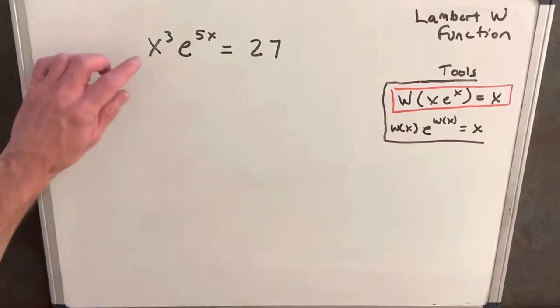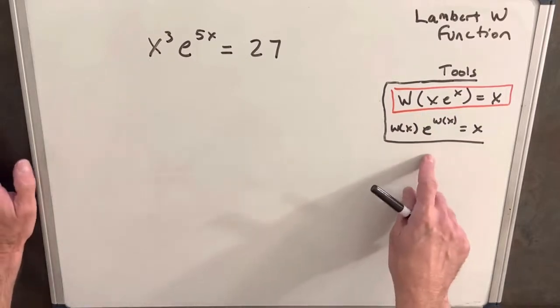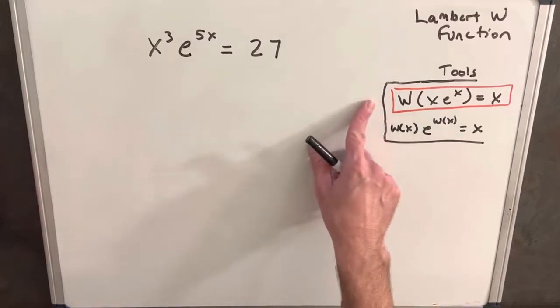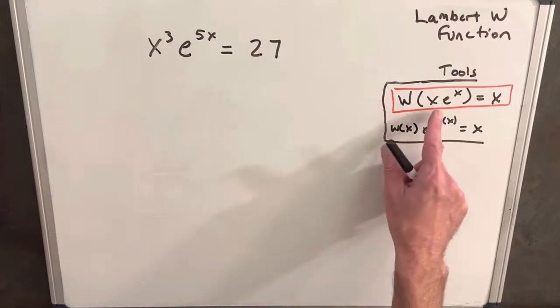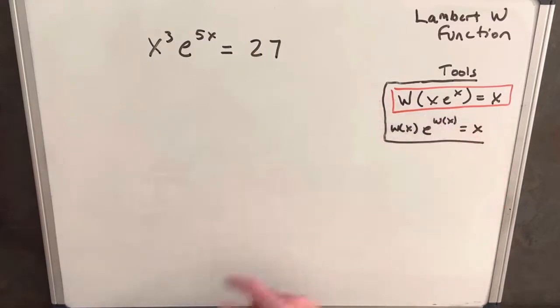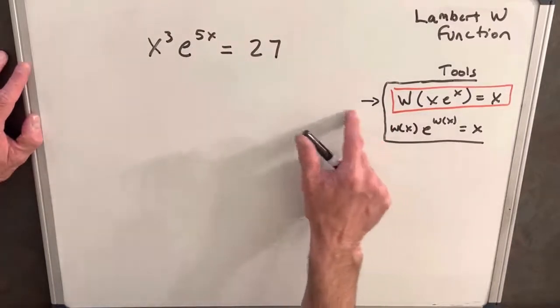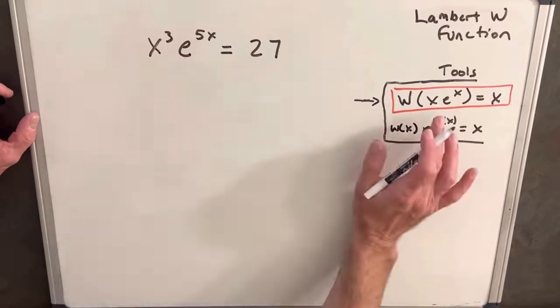So we have this problem, x cubed times e to the 5x equals 27. Again, I want to solve this using the Lambert W function. On the right side, we have a few tools that we can use. Primarily this one on top here: for the Lambert W function, we have the input as x e to the x, or something in that form. So we're going to want to manipulate this equation to get it into something of this form here. But it doesn't have to be exactly that, of course.